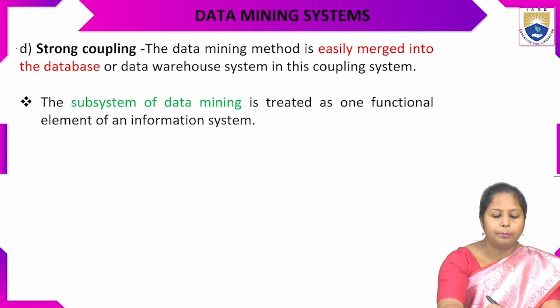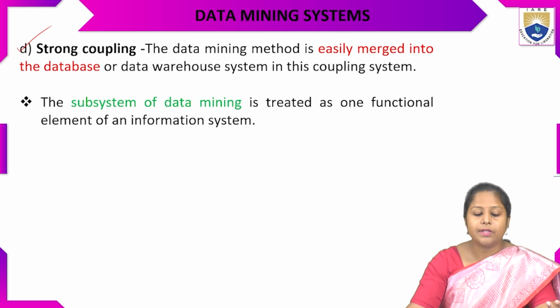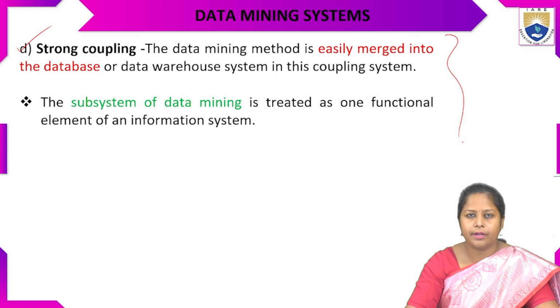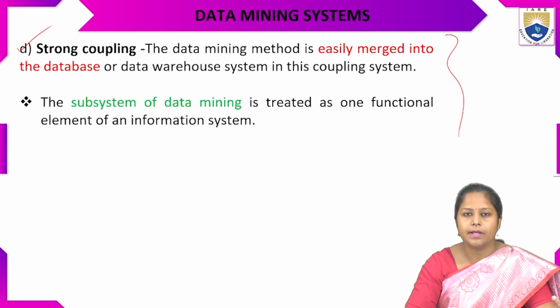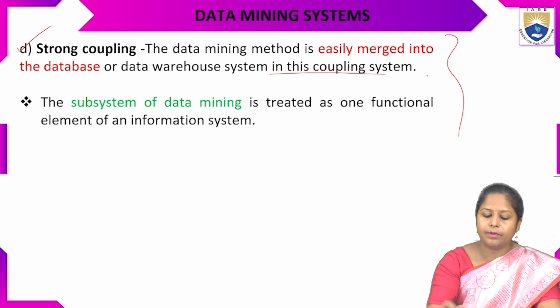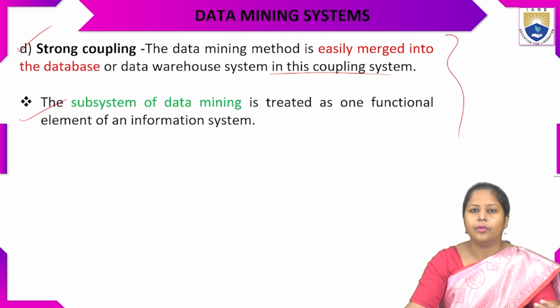Fourth is strong coupling. In the integration scheme, the fourth one is strong coupling. So what does it mean? The data mining method will be smoothly merged into the data warehouse as well as the database system. After that, the data mining subsystem will be treated as one functional element of the whole information system.